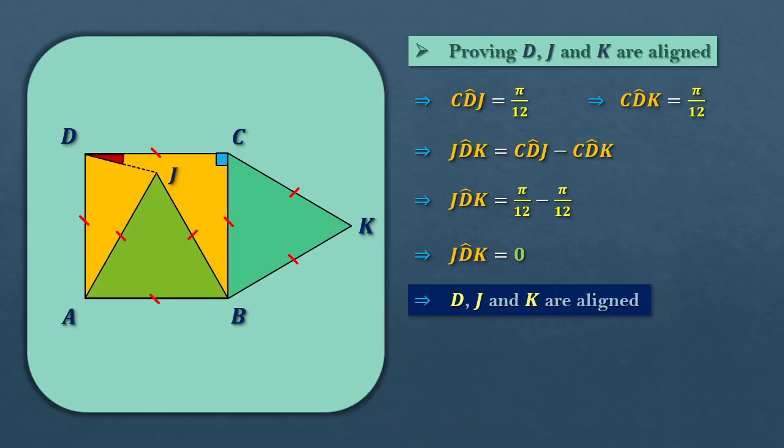Through careful angle analysis and the use of equilateral and isosceles triangle properties, we have shown not only that the angles CDJ and CDK are equal, but also that 3 seemingly unrelated points lie on the same straight line.